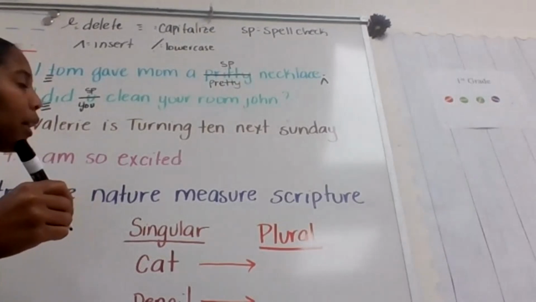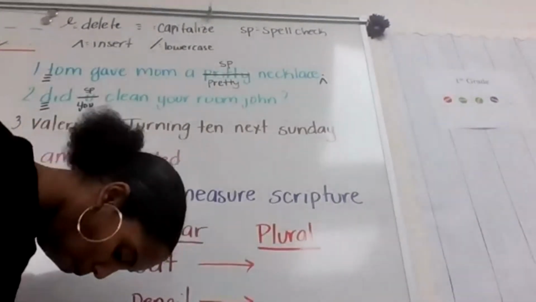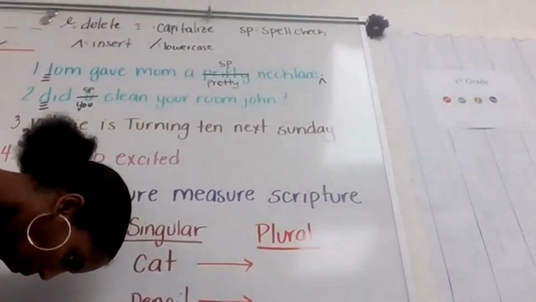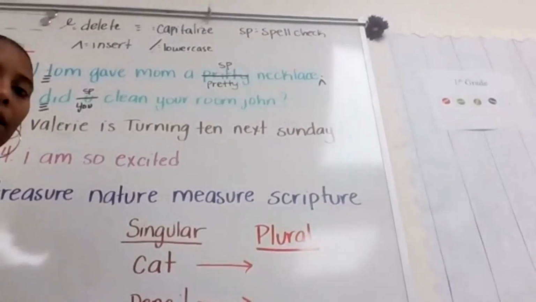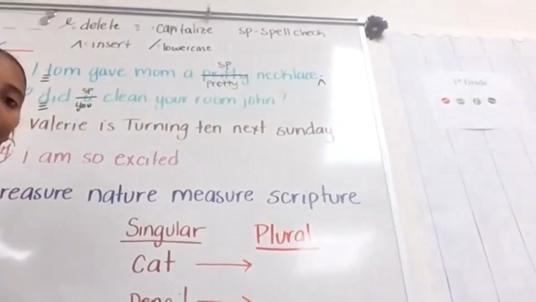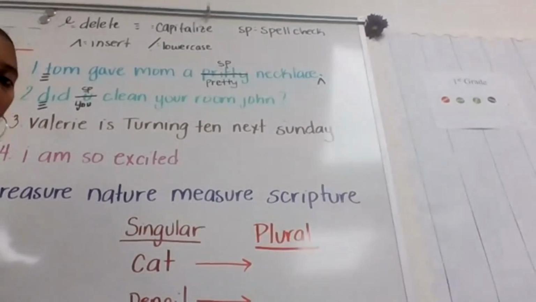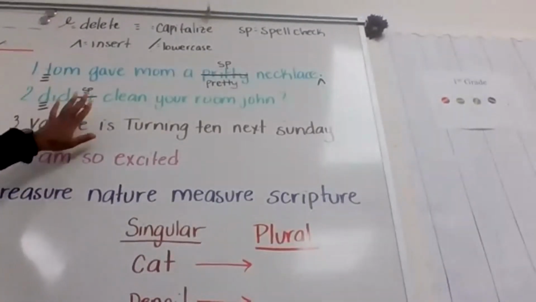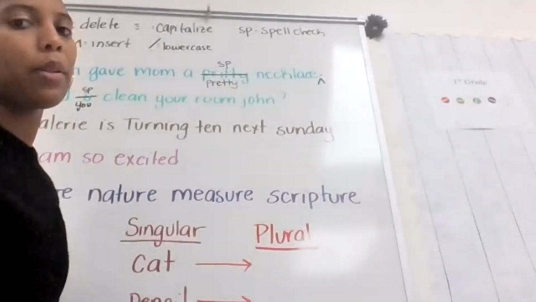One more mark I need to make. I don't know. Okay, could someone help her out? What is another mark I need to make on this sentence? Okay, Hannah. She said capitalize the D, spell check on you. There's one more thing on this one, number two.